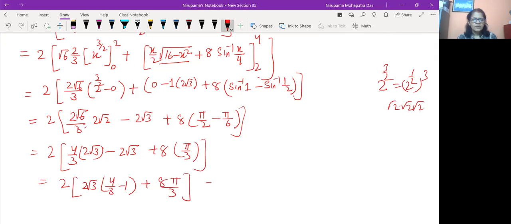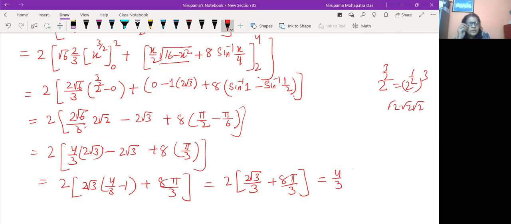That is equal to what? Twice of, this is your 1 by 3, right? 4 by 3 minus 1 is 1 by 3. So it means 2 root 3 divided by 3, plus 8 pi by 3. So what can be taken common? You can take 2 by 3 common. So it means 4 by 3.